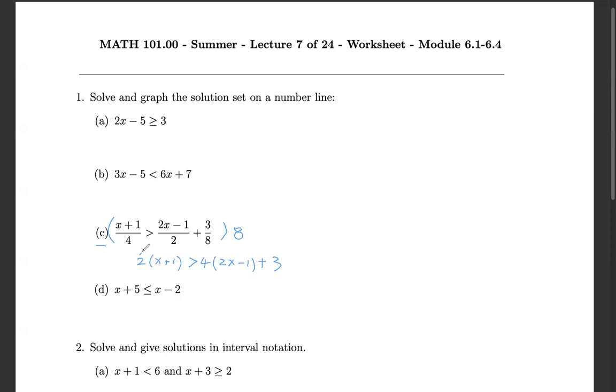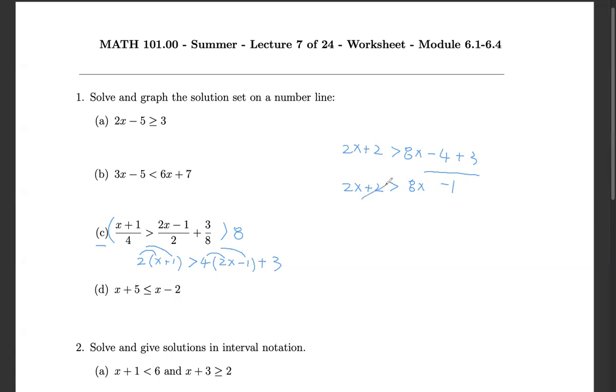Now the rest is just distributing the 2 and distributing the 4. Okay, let me do it here. 2 times x is 2x, 2 times 1 is 2, greater than 4 times 2x is 8x, 4 times -1 is -4, then plus 3. Combine like terms: -4 plus 3 is -1. So we have 8x minus 1 on the right-hand side, and 2x plus 2 on the left-hand side.